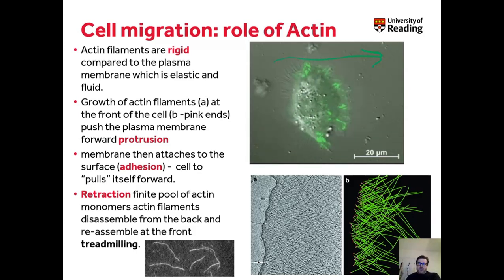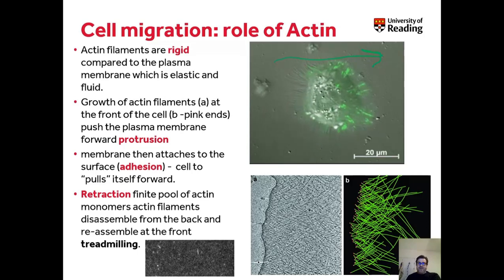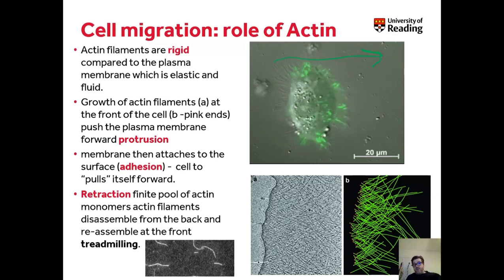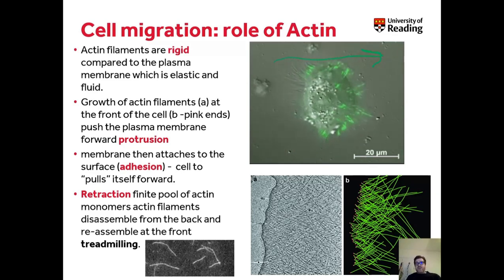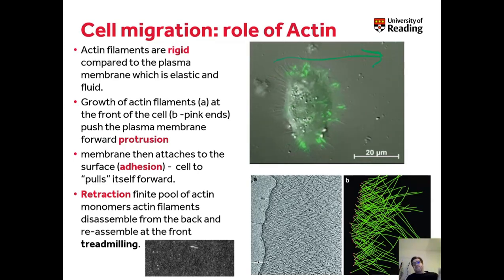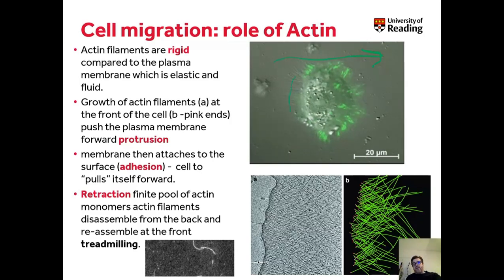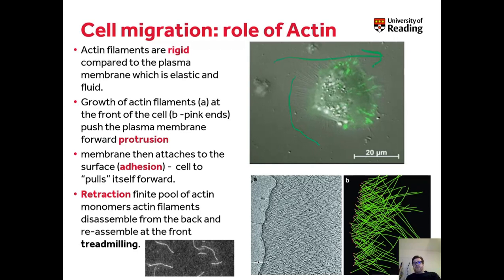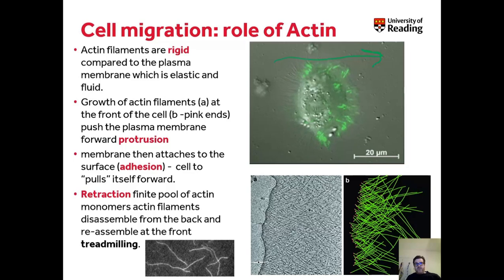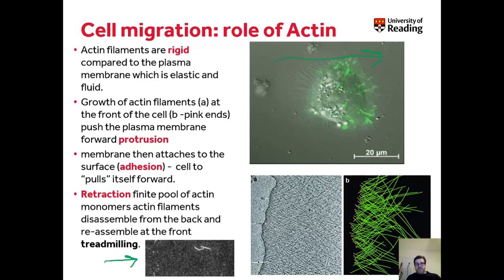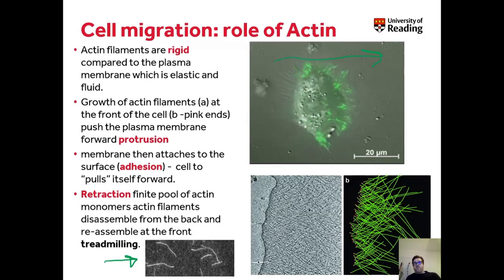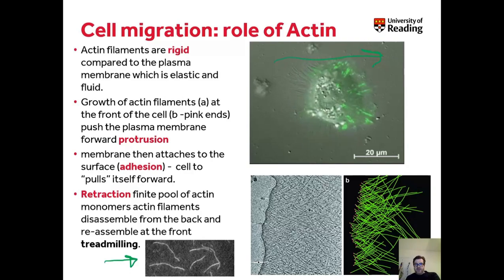Now, the retraction process is that we have a finite pool of actin within that cell. So as we're moving from left to right in that video, as those actin filaments are moving forward, they're also breaking down at this trailing edge here and then being shuttled forward. So that's the retraction phase. And it's called treadmilling. And you can see treadmilling in action in this little GIF down here. It's almost like wiggling forward because it's expanding at one end and retracting at the other end.